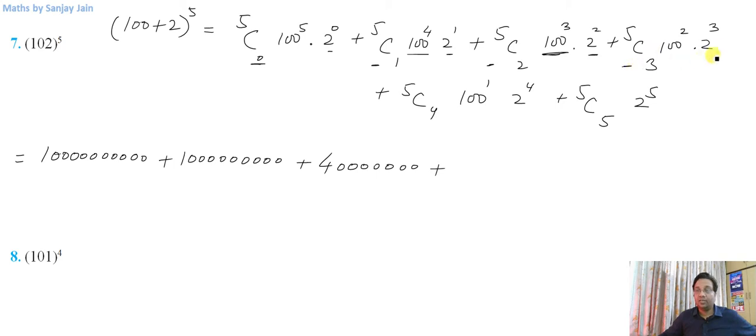5c3 is also 10. This is 8. So 80. And then 4 zeros. So 8 followed with 5 zeros: 1, 2, 3, 4, 5. This is 5. This is 16. So 80 into 100, that is 8,000. This is 1. This is 32. So plus 32. This looks like a simple calculation.